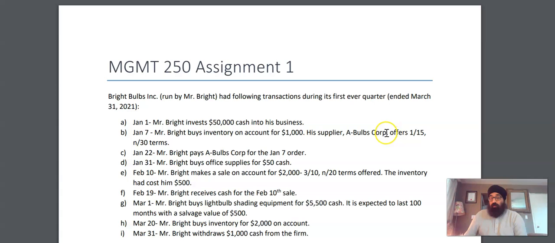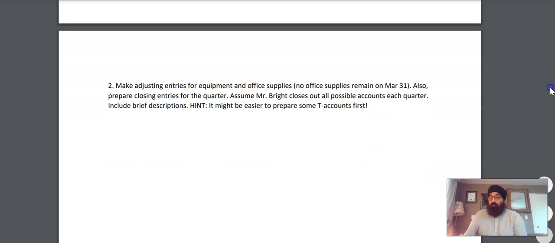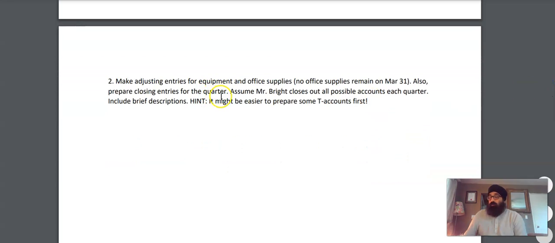So the first step here is simply to make a journal entry for the transactions, right? And include a brief description below your journal entry. Remember to do that. And then after you've done these journal entries, we will go into adjusting and closing entries. So adjusting entries you will see in Module 3, and closing entries you will see in Module 4. There's a little bit of a hint here. It might be easier to prepare some T accounts first. So think about that, right?